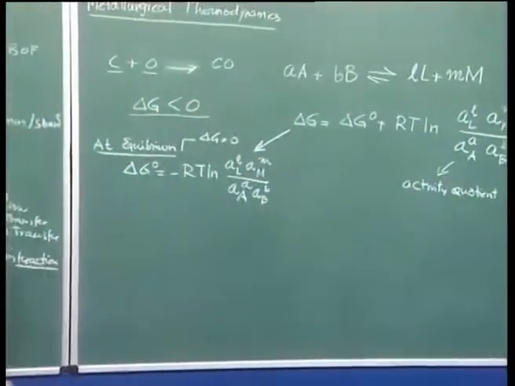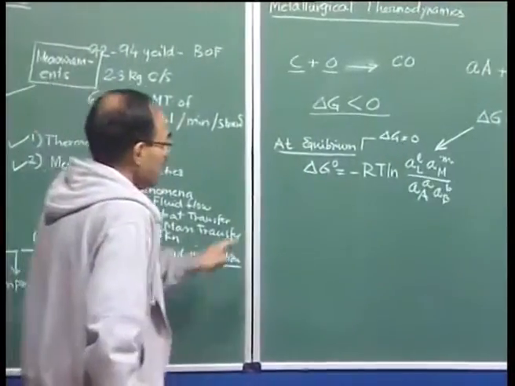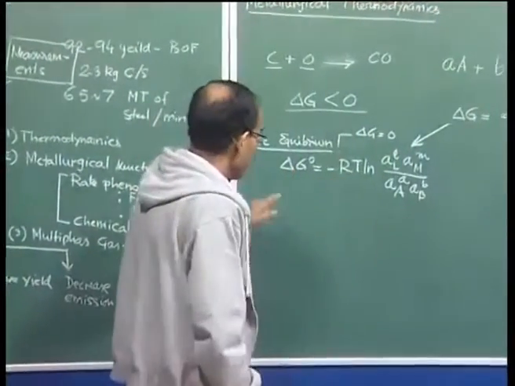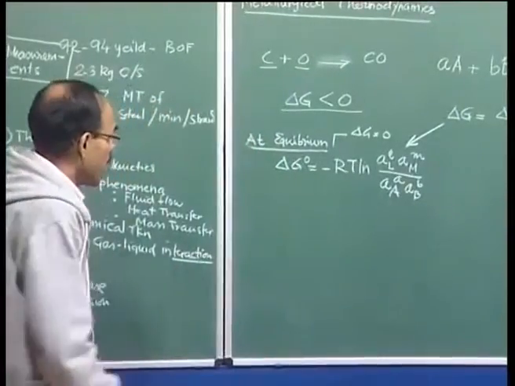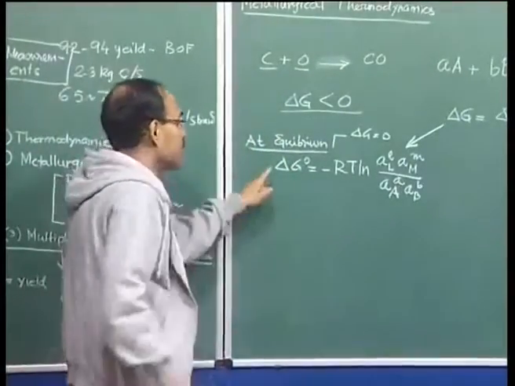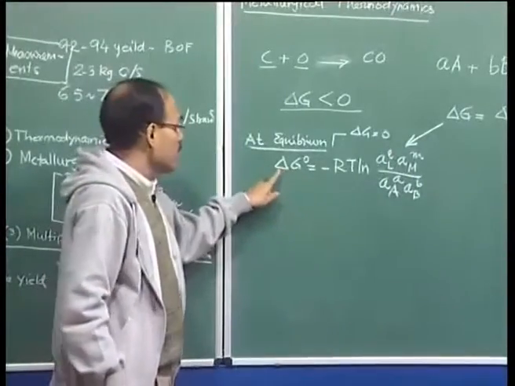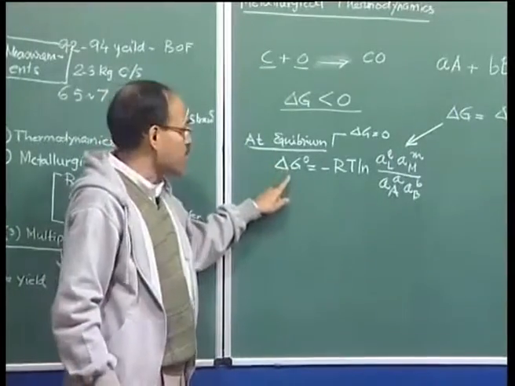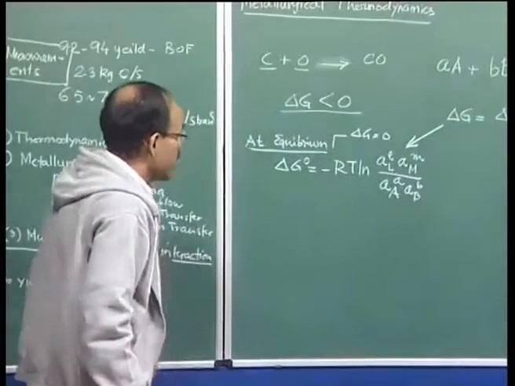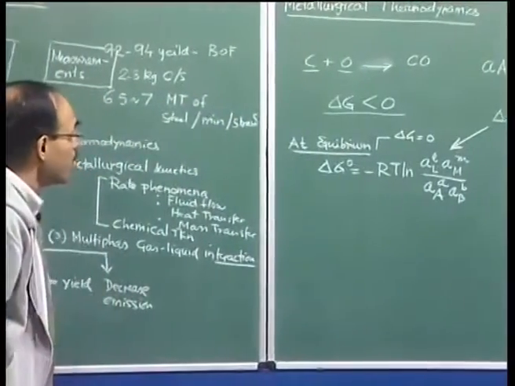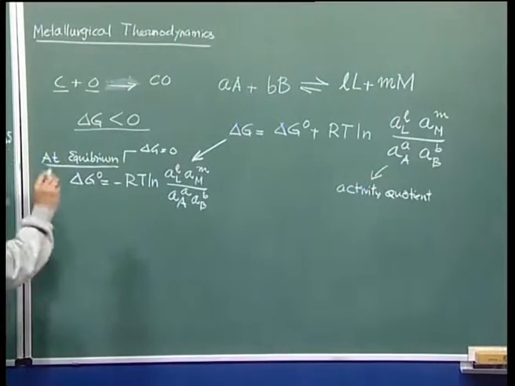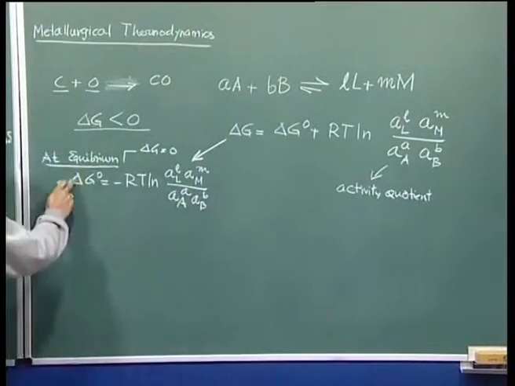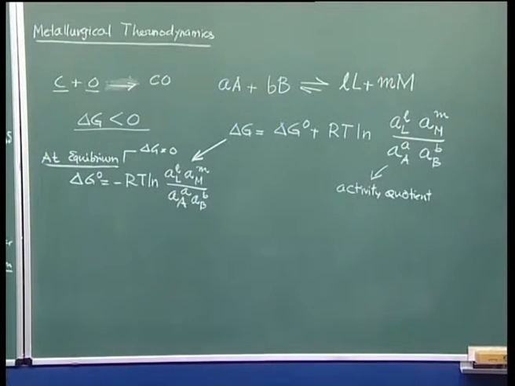Now, this concept, delta G and delta G naught, has been extensively applied. What does delta G naught essentially imply? Delta G naught is the standard free energy change when the reactants and the products are assumed to be in their standard state, which we say is 1 atmosphere pressure, and that is the condition at which delta G naught is evaluated.